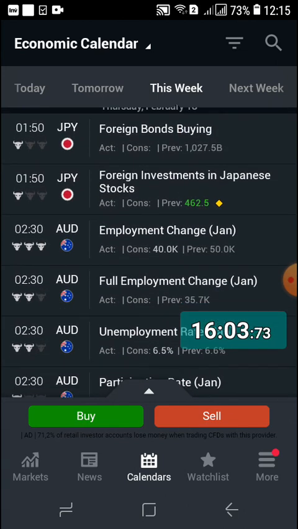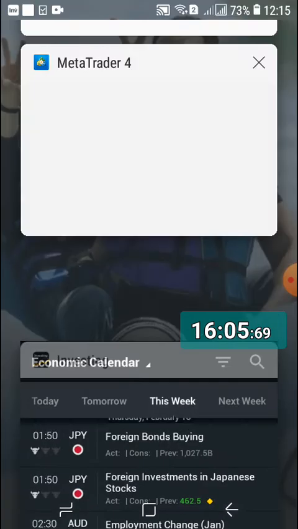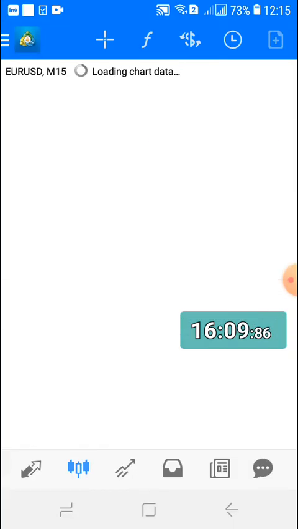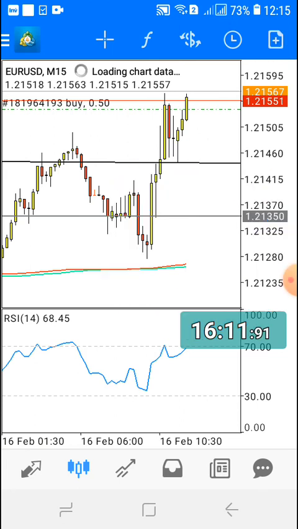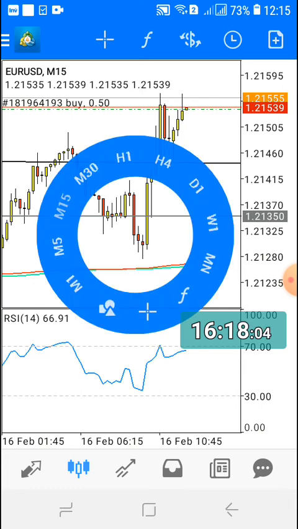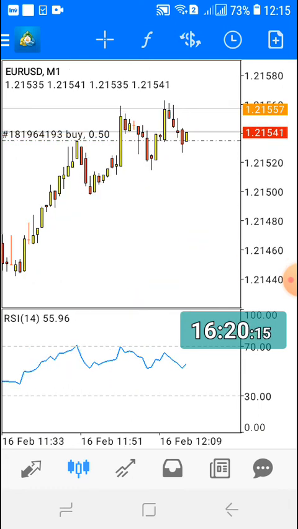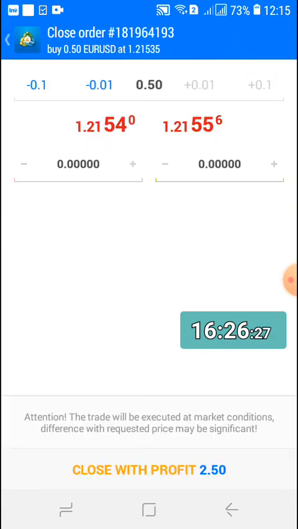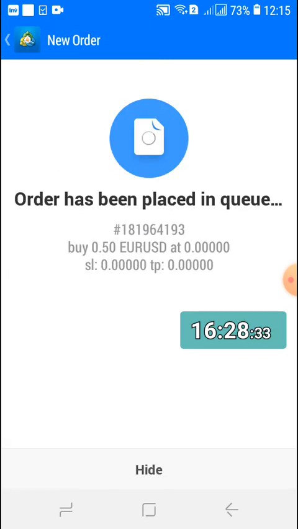Yeah, the candlestick just changed. Let me check the next 15-minute candlestick. I'm closing just now. It moved, but it didn't move the way I wanted it to move. I'm going to close this at $2.